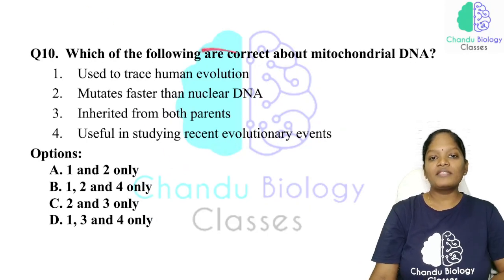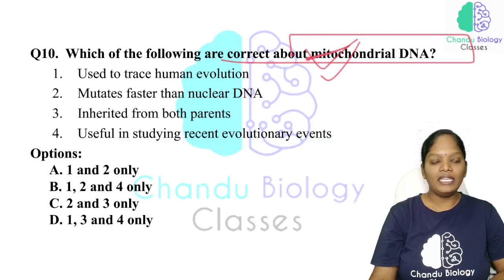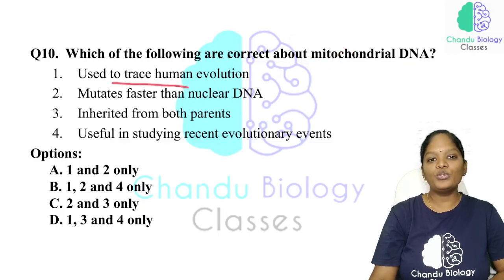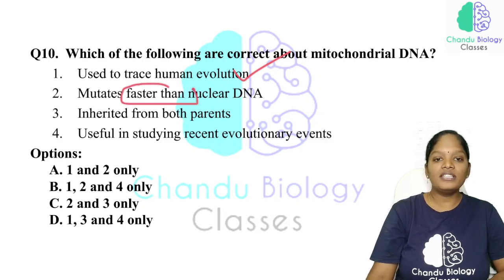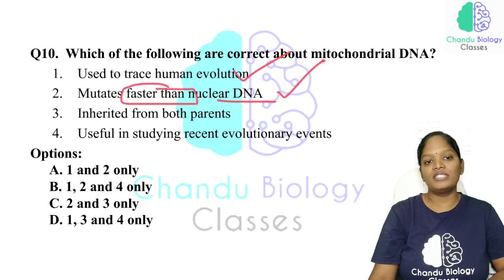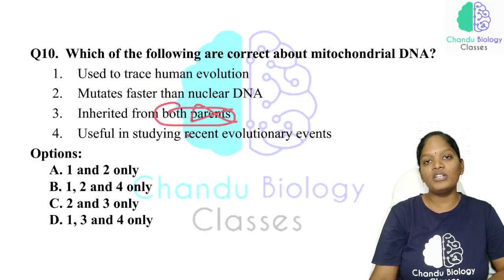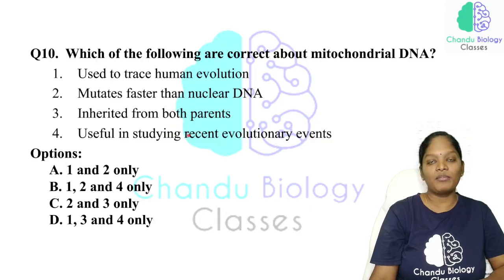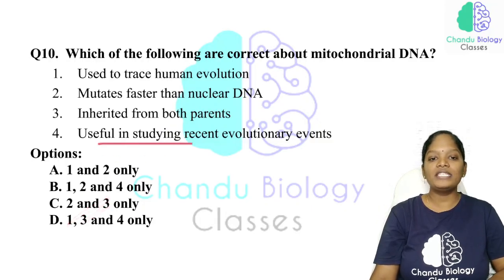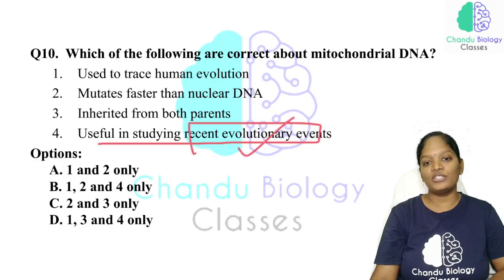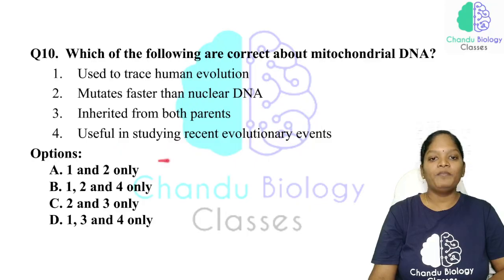So the last question is the correct statement about mitochondrial DNA. Mitochondrial DNA is used to trace human evolution. Of course, it is a right statement. It mutates faster than nuclear DNA, which is also a right statement. Inherited from both parents is a wrong statement because it is usually inherited from the mother, maternal inheritance. So we can eliminate the third option. Usually it is used to study recent evolutionary trends, so this is also a right statement. So the answer will be option B.